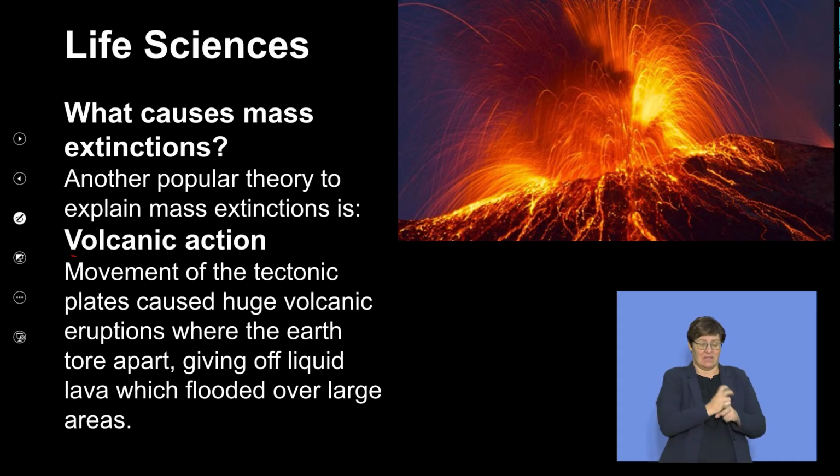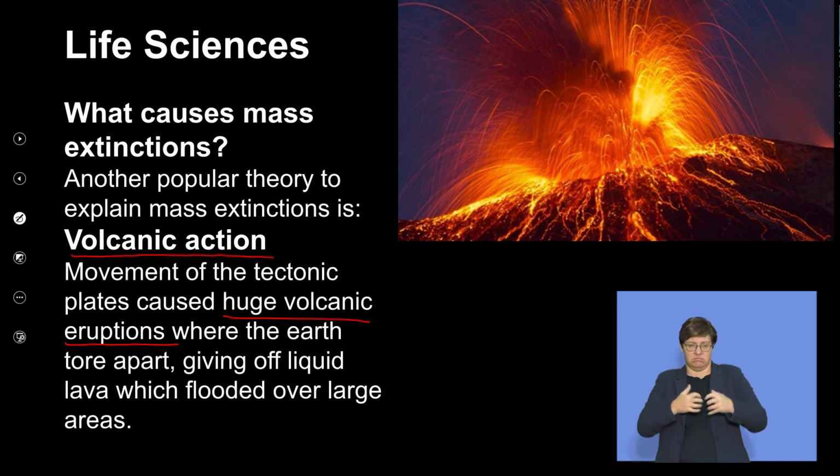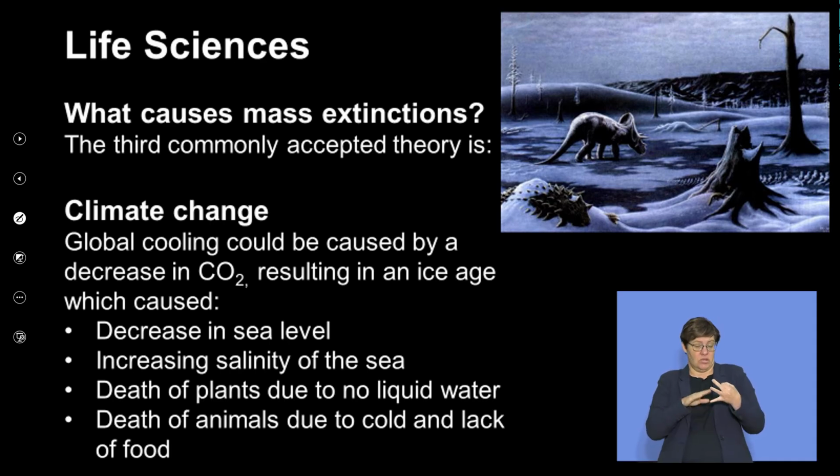Another popular theory or accepted theory is volcanic action, where the movement of the tectonic plates formed huge volcanic eruptions where the Earth tore apart, oozing liquid lava over large areas. Third one is climate change, in which either global cooling or global warming could happen. But the most common ones, of course, the 5 ice ages, which have occurred in the history of the Earth, with decrease in sea levels, death of plants, death of animals, etc.